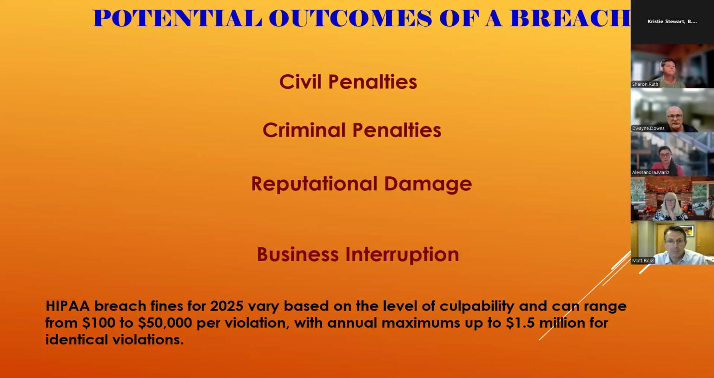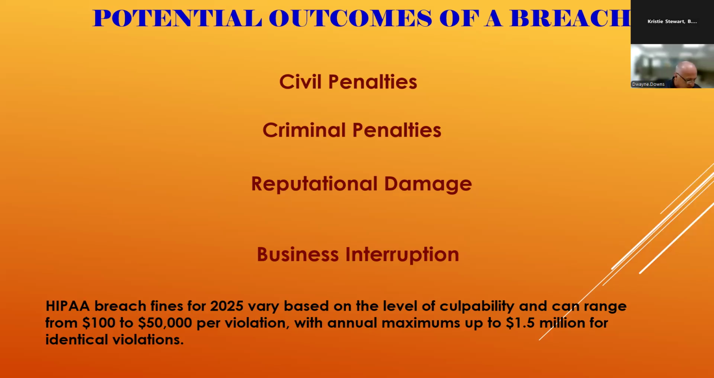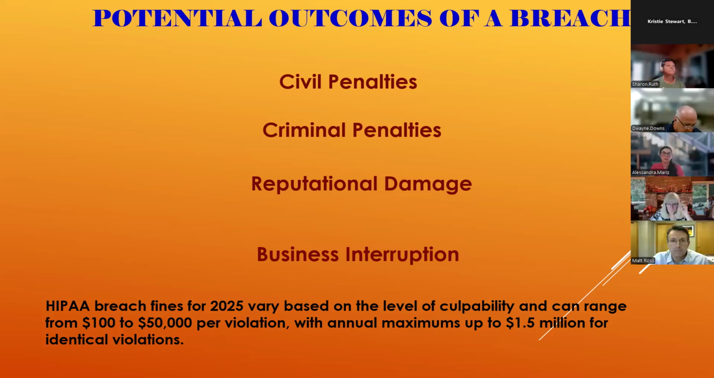So here are some potential outcomes of a breach. Okay, so of course, civil penalties: fines ranging from 100 to over 50,000 per violation, and an annual maximum for identical violations of 1.5 million. Could also have criminal penalties in cases of knowing violations with intent to sell, transfer, or malicious harm. Penalties can include fines up to 250,000 and up to 10 years in prison.